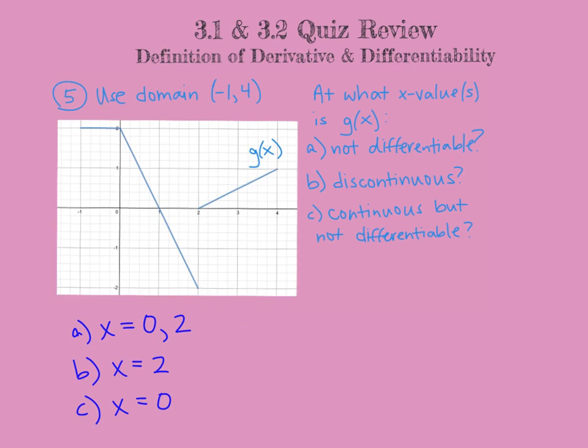So we're not differentiable at this corner when x is 0, and we're also not differentiable at this jump discontinuity at x is 2. For part B, we are discontinuous, aka not continuous, at this jump discontinuity x is 2. And part C, we are continuous when x is 0, but we're not differentiable there. So if you are continuous, you may or may not be differentiable, but if you're differentiable, you're definitely continuous. So kind of an interesting concept here. At x equals 0 at this corner, we are continuous because we do not lift up our pointer, but we're not differentiable. And at x is 2, we're neither because we're discontinuous.